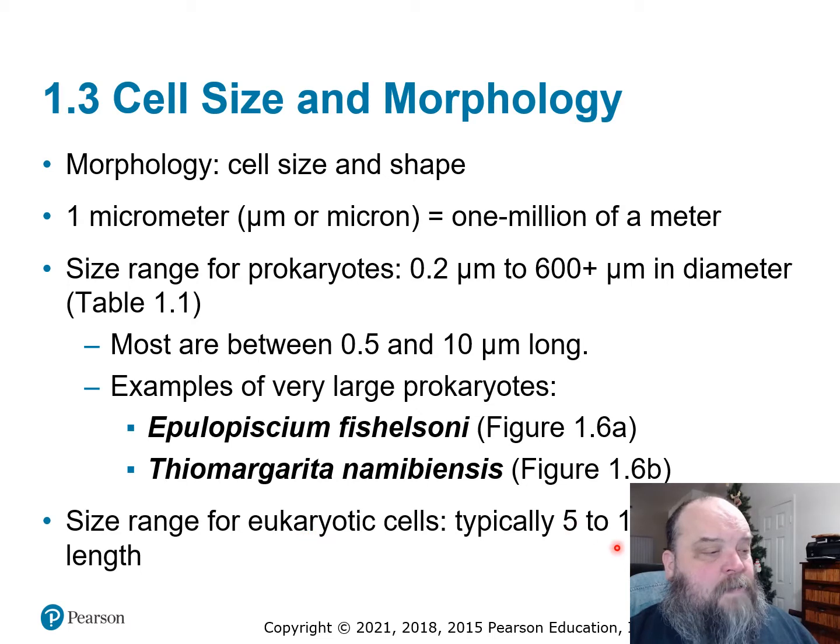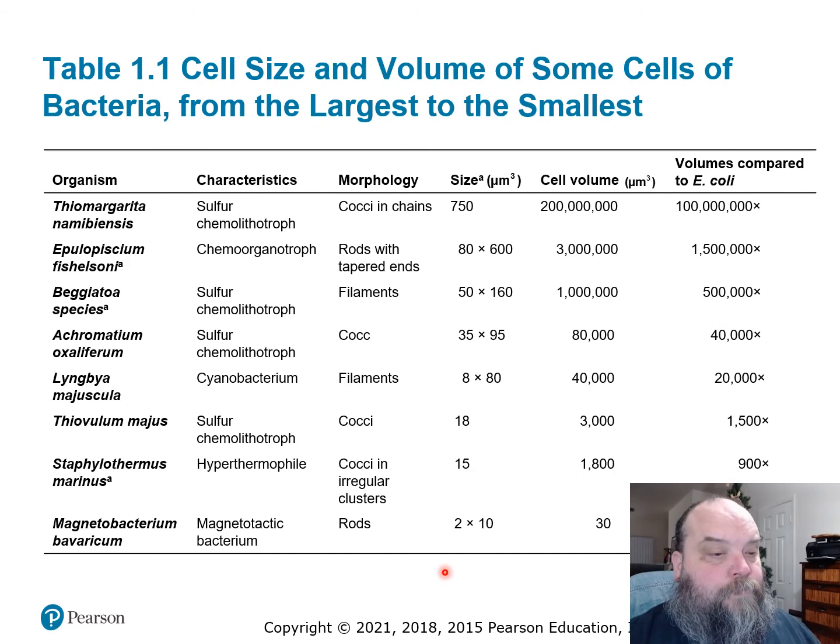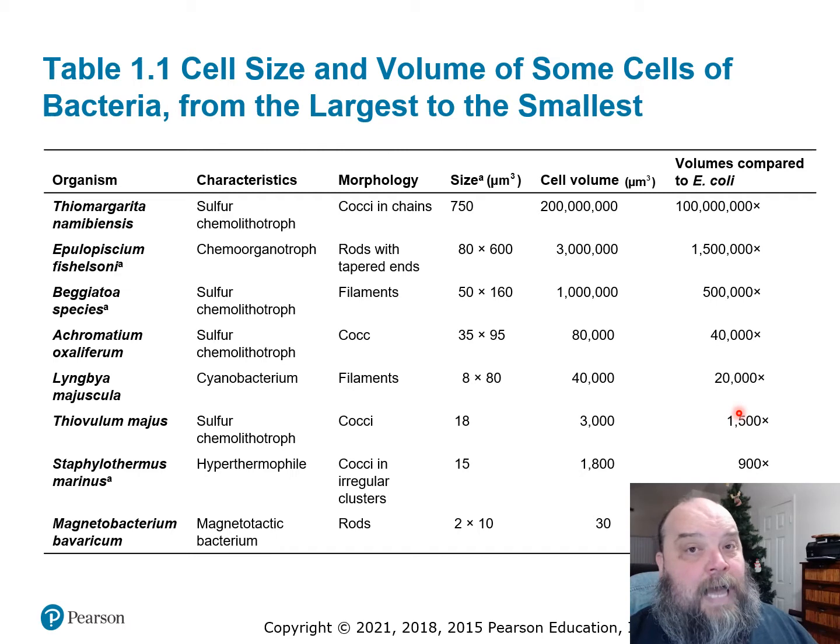Eukaryotes, 5 to 100. So, like I said in the previous lecture, about 10 to 100 times bigger, depending again on which prokaryotes, which eukaryotic cells you're referring to. So you go and look at these relative sizes. E. coli is one we're going to play with a lot in lab.